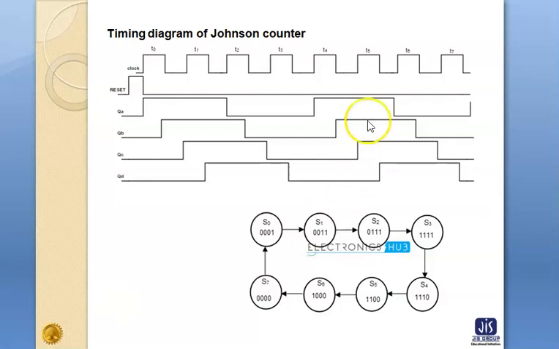This is the timing diagram of the Johnson counter. This timing diagram explains that the clock signal changes the output of every stage of the counter, so that the clock signal will help the data to circulate from one flip-flop to another flip-flop. Okay, and this is the state diagram. It indicates how the data transfers from one flip-flop to another for every clock pulse.